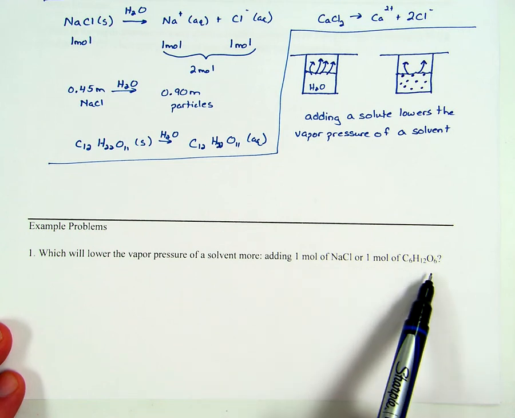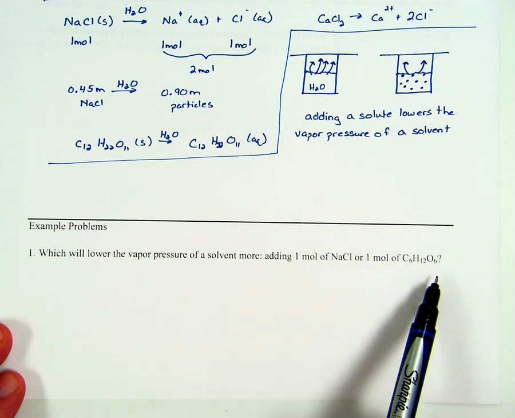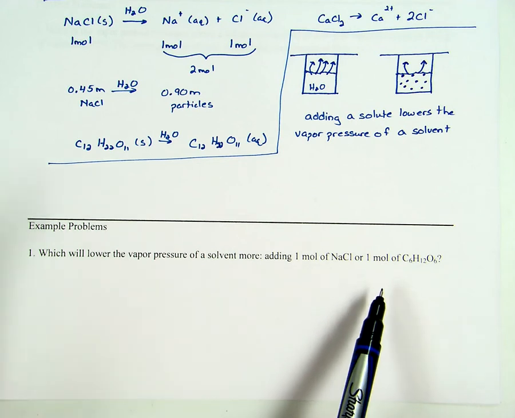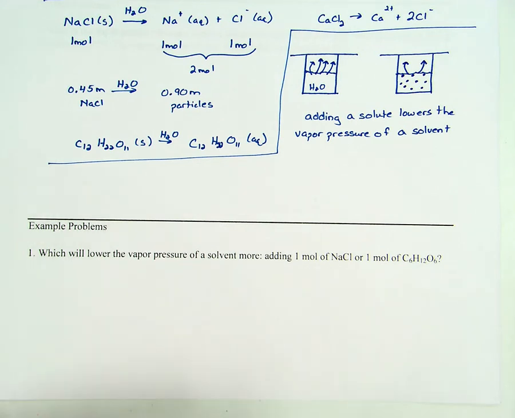At first you might think, well, I'm adding 1 mole of each, so that's the same number of particles. And because we said colligative properties are based on the number of particles, they should be equal. They should lower the vapor pressure of the solvent, regardless of what the solute is, the same amount, which is the same number of particles.